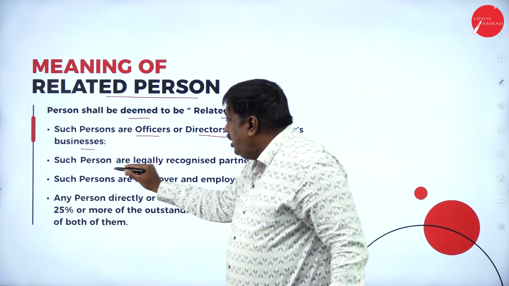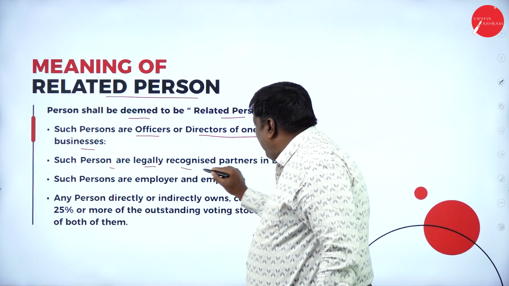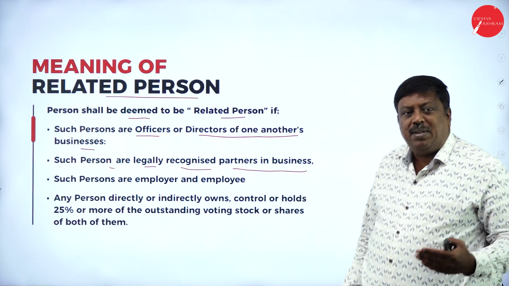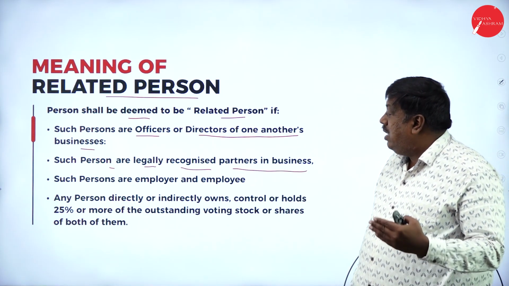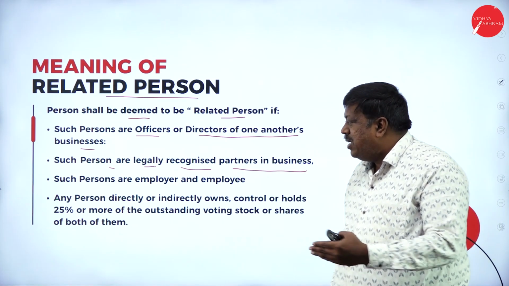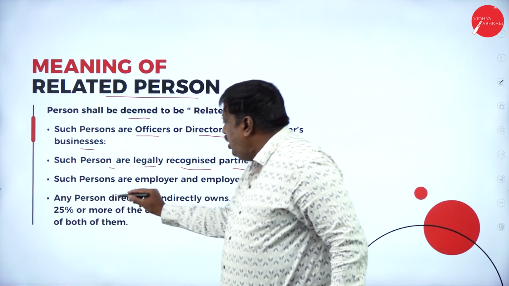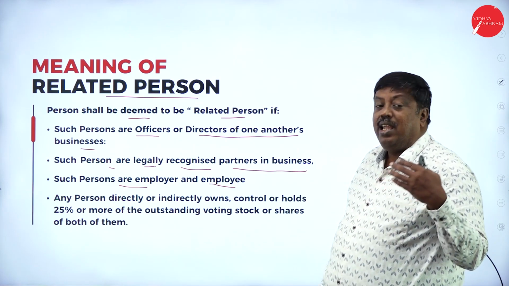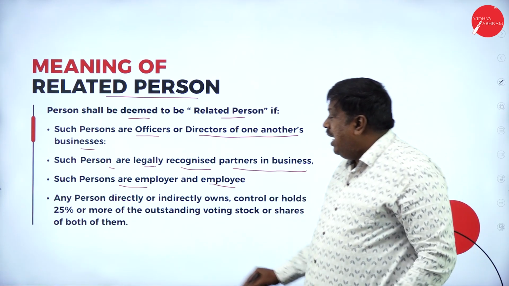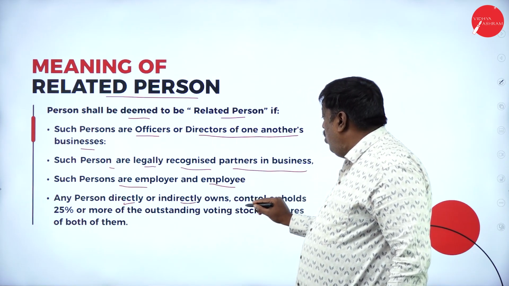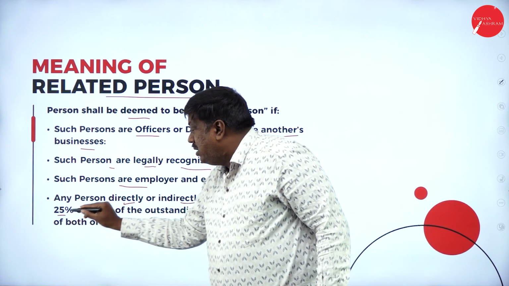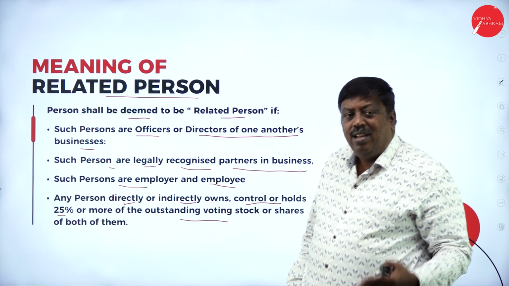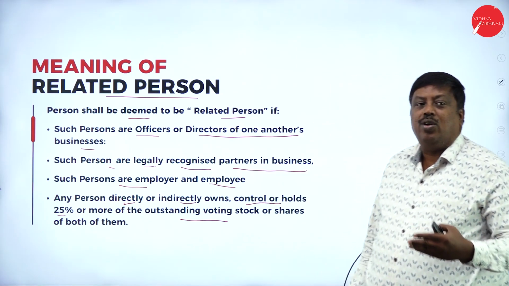Such persons are legally recognized partners in business. Means if any partners are there in a partnership firm, then the partners are legally recognized and they are called persons for the payment of tax. Such persons are employer and employee. Any person who directly or indirectly owns, controls or holds 25% and above of the outstanding voting rights in the company is called a related person according to the Act.